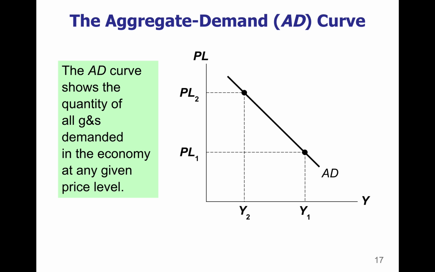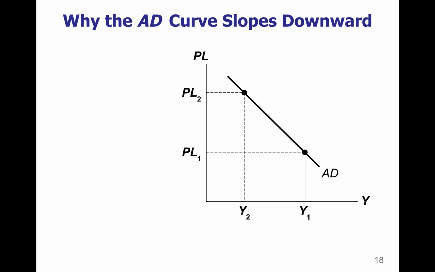This is the main reason why the aggregate demand line is downward sloping. So the aggregate demand line is downward sloping because of the portions of real GDP: C, I, G, and NX, which are consumption, investment, government, and net exports. Remember, net exports is exports minus imports.